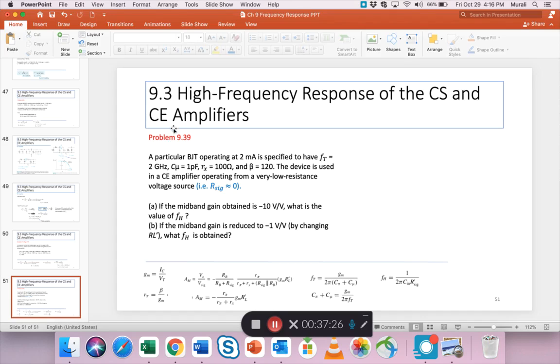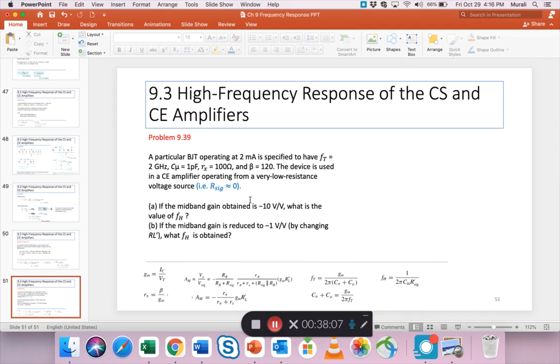All right, problem 939: a particular BJT operating at 2 milliamps is specified to have an FT of 2 gigahertz. C mu is given. Again, C pi is not given here. Rx is given, beta is given. The device is used in a CE amplifier operating from a very low resistance voltage source. So here R signal is 0. That simplifies all these formulas, because once it's 0, you can eliminate that term, right? If the midband gain obtained is minus 10 volts per volt, what is the value of FH?